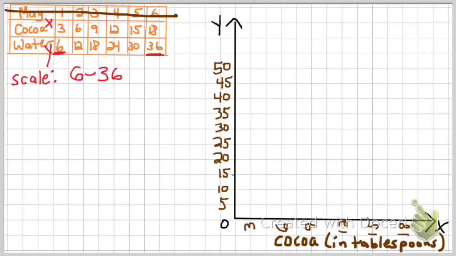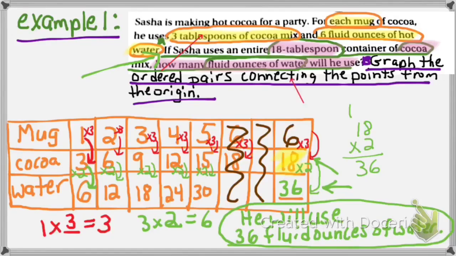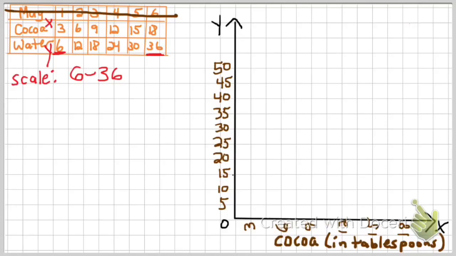Now I need to label my y-axis. I know it's water, but I don't remember the unit, so I'm going to go back to my original problem to find out what that is. And here it is. It says fluid ounces of water, so my unit will be fluid ounces. Remember, when labeling my y-axis, I want to turn my paper sideways so I can write it neatly, and I will write water, parentheses for my unit, which is in fluid ounces, and close the parentheses. So now my graph is all labeled and set up. I'm ready to go ahead and graph my data.